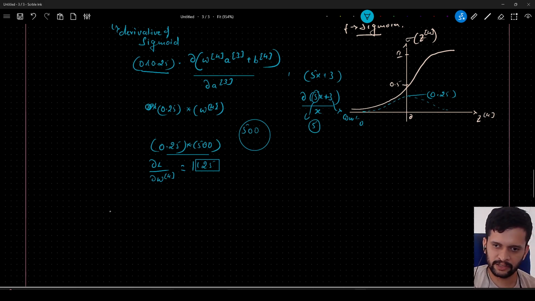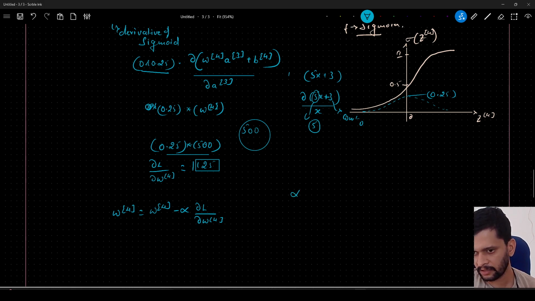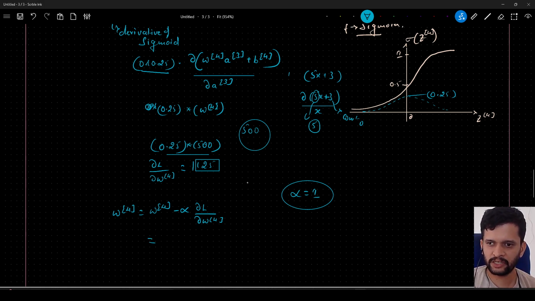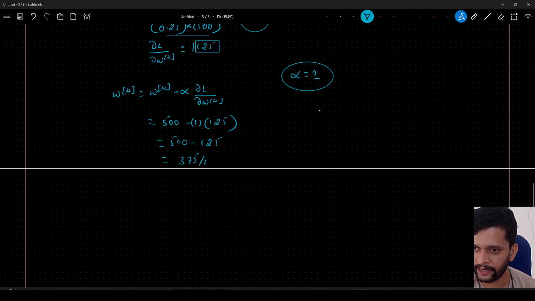Now, in gradient descent, how do we update this W4? W4 is equal to the old value of W4 minus alpha, which is the learning rate, into dl by dw4. Okay, so this is how we write. So let's consider we have taken the learning rate also as 1, which is considered high. So initially our W4 is 500 minus 1 into what is dl by dw4? This is 125. So what is 500 minus 125? This is 375, correct?